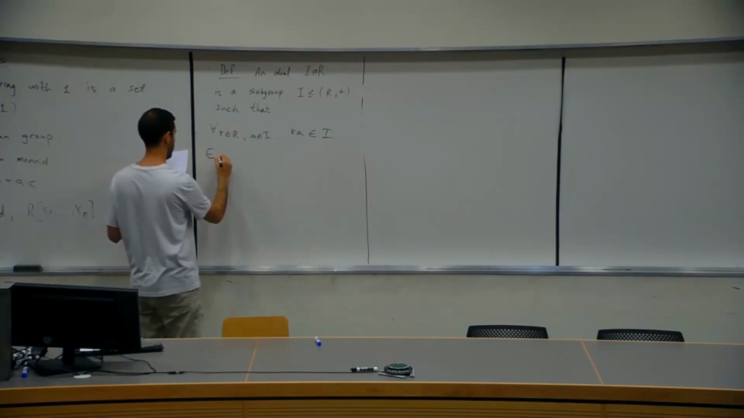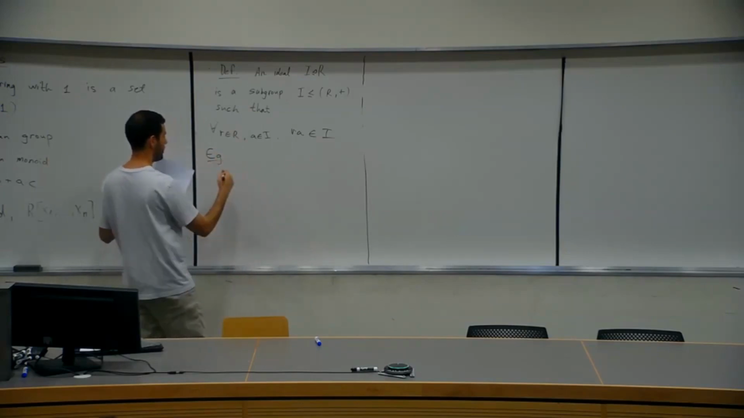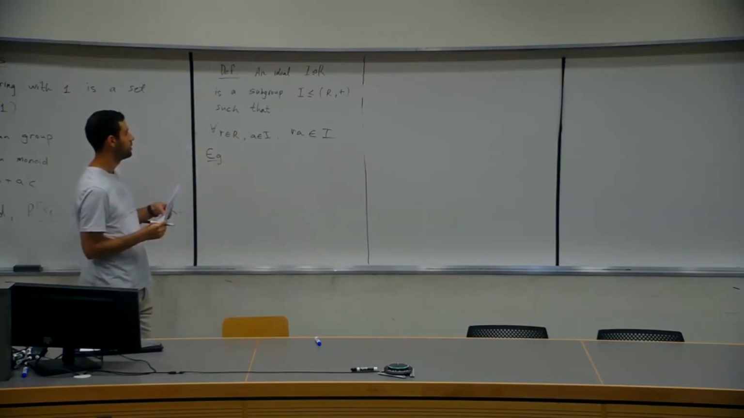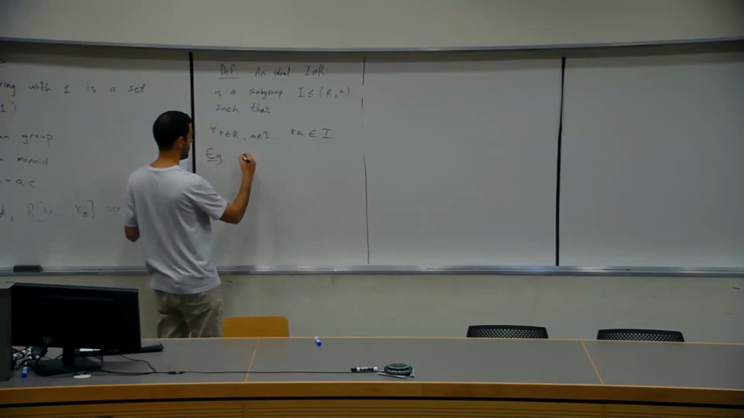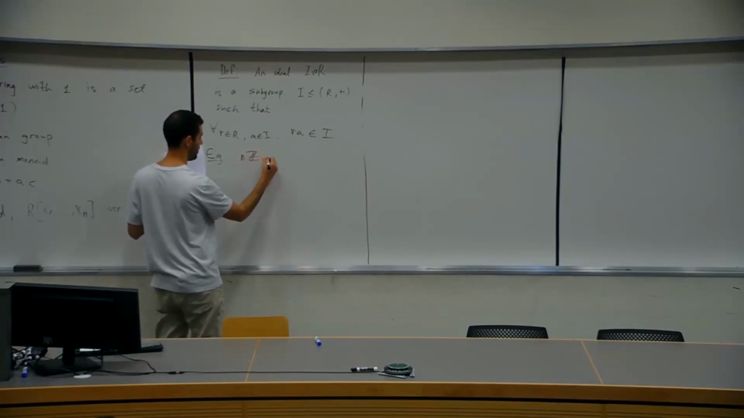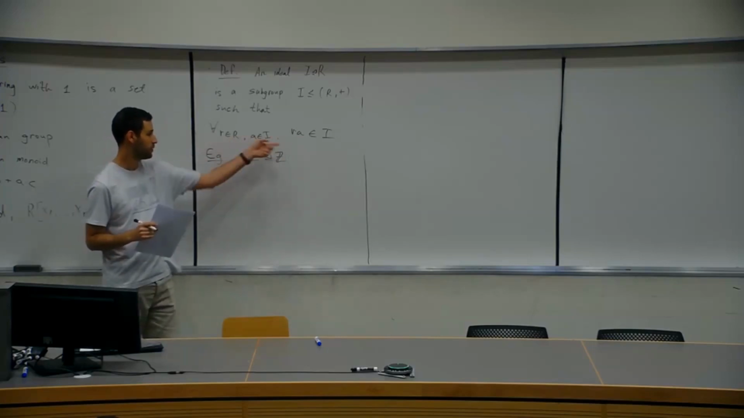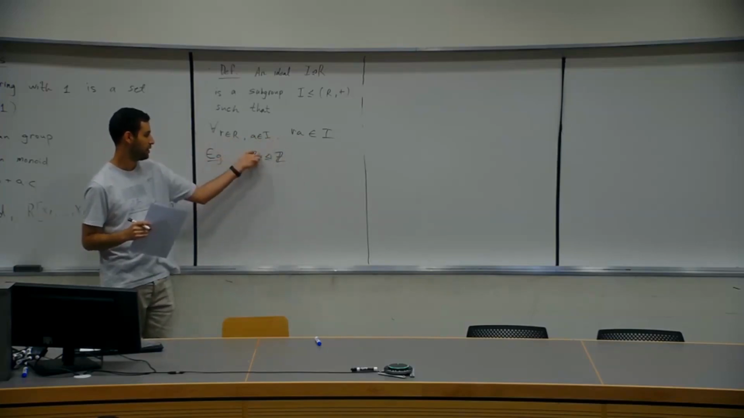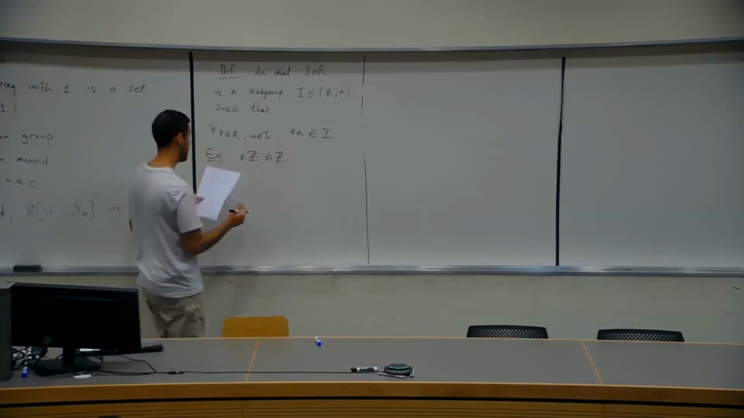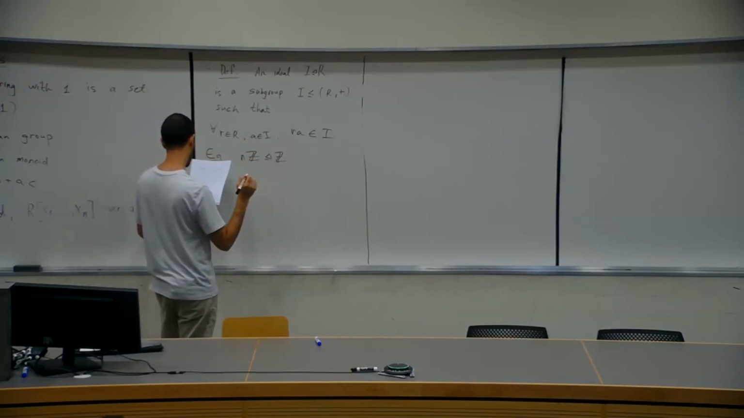So example, in Z, in general, nZ is an ideal of Z. These are the subgroups, and you need to see that it's closed. If we multiply an integer with an element here, we stay there.